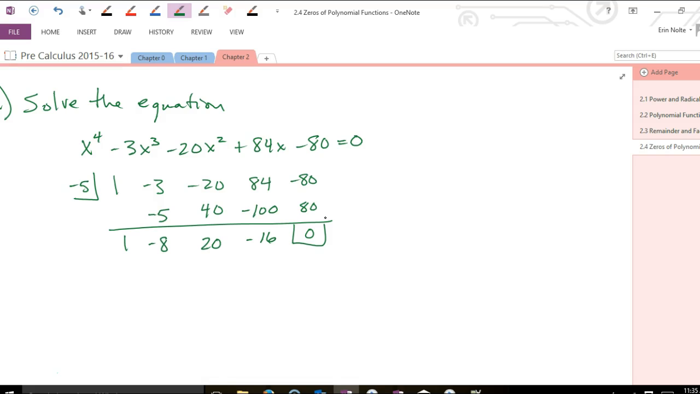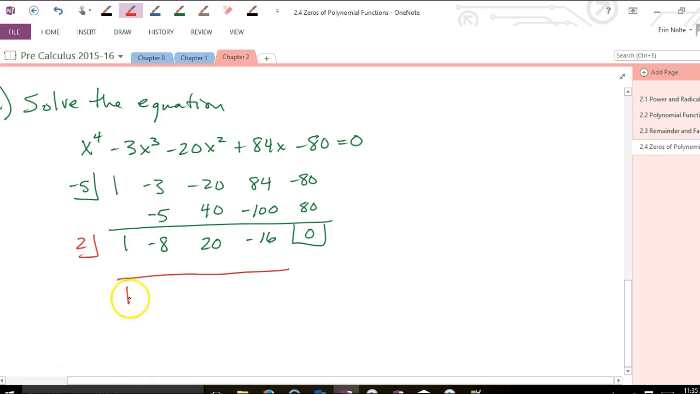Zach, did you see any other nice spots? 2? All right, let's go with 2. So Ansel says 2. Let's see if Ansel's right. We drop the 1. 1 times 2 is 2. -8 plus 2 is -6. -6 times 2 is -12. 20 plus -12 is 8. 8 times 2 is 16. And I do get a remainder of 0. So again, I agree with Ansel.